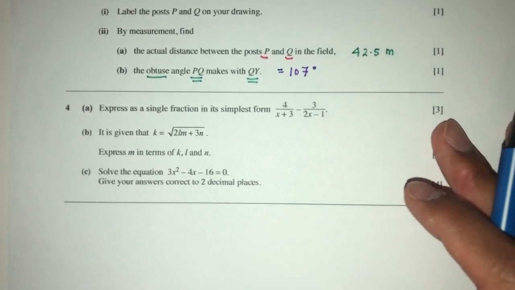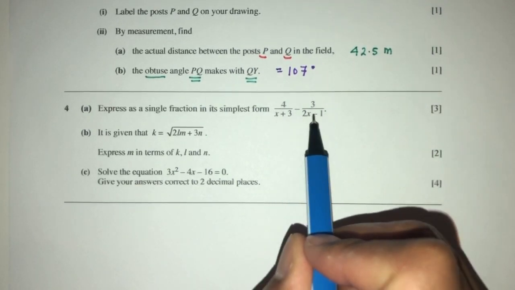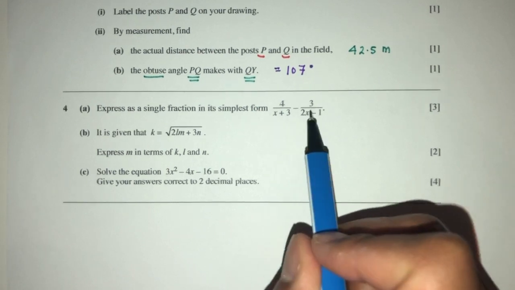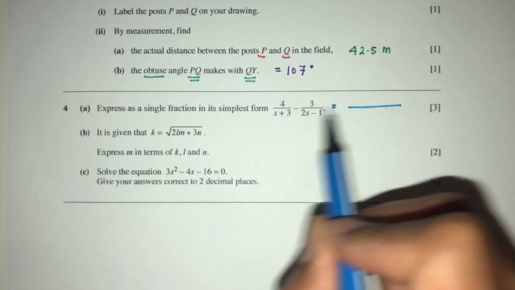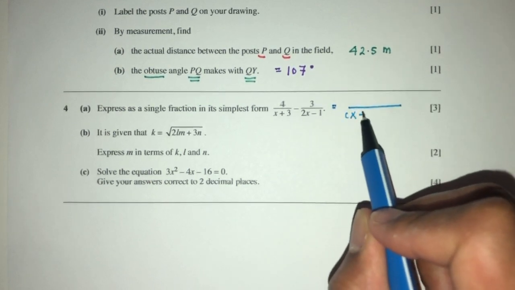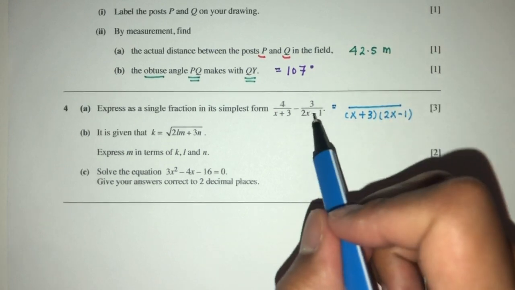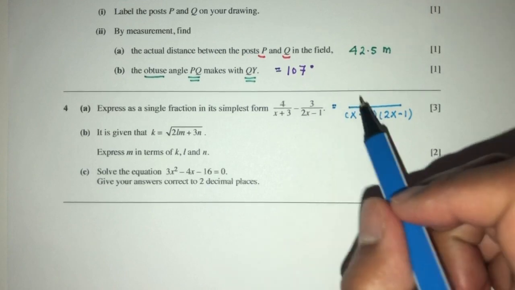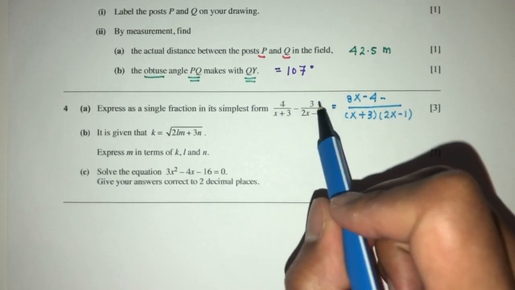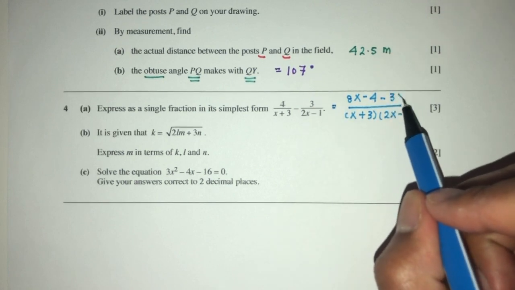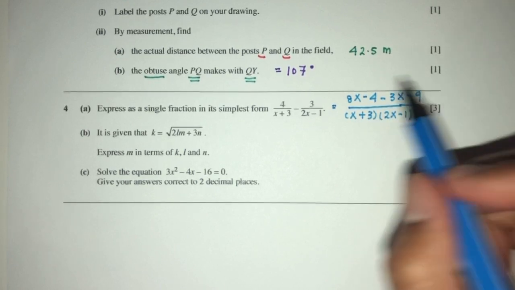So here we have to express as a single fraction in its simplest form, so pretty easy. The first thing we realize is that the bases are different. So here we have x plus 3, here we have 2x minus 1. So we have to combine them together. The first thing to do is to multiply them by each other. You will have this times this. Okay, now next step is to cross multiply. So 4 times this will give you 8x minus 4. Here we have minus. That will become minus 3x minus 9. Now we have to simplify. Let's continue on top.